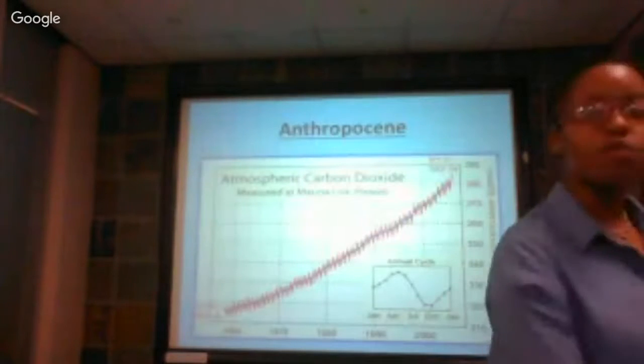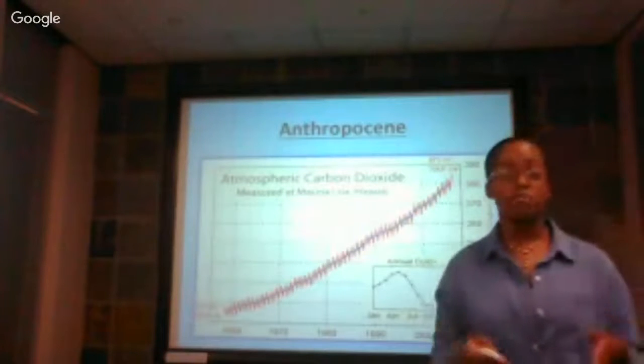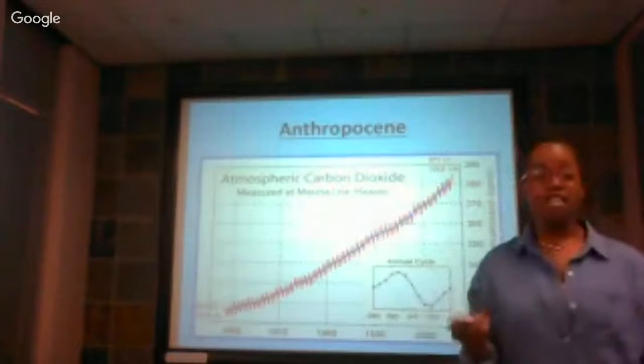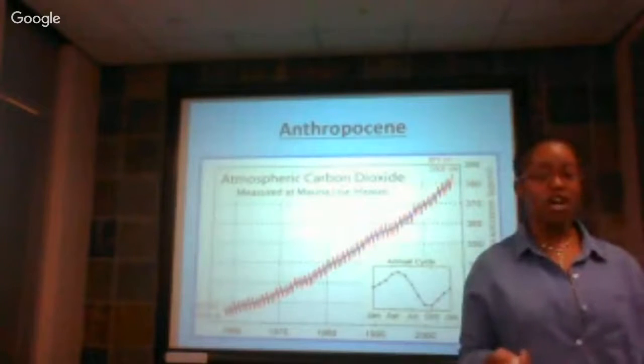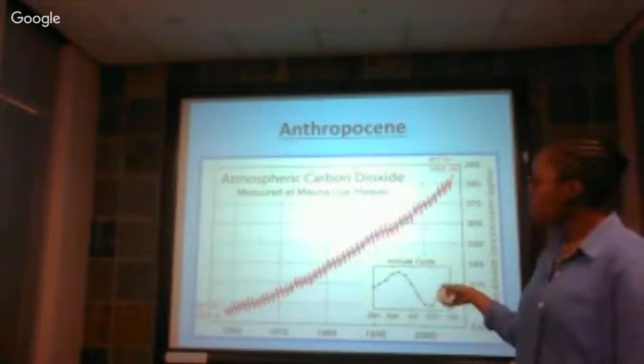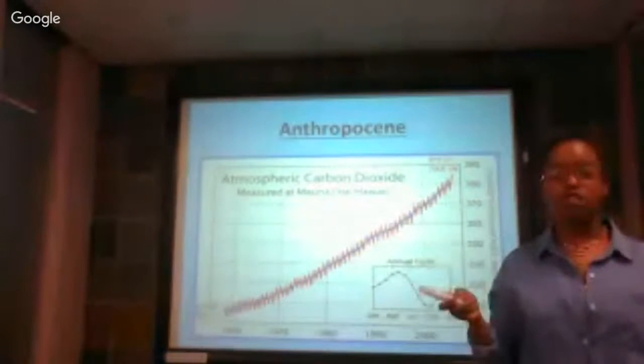Now the Anthropocene. We are now in a new epoch called the Anthropocene. Basically, the definition of it is massive changes caused by humankind onto the planet. Now, this graph was one of the marking points why the Anthropocene was coined.